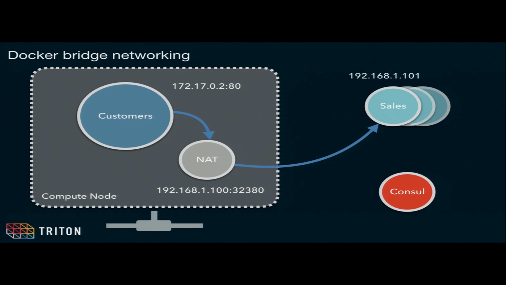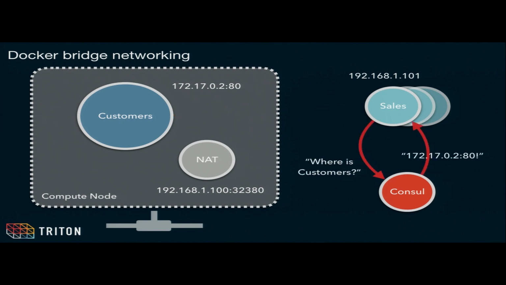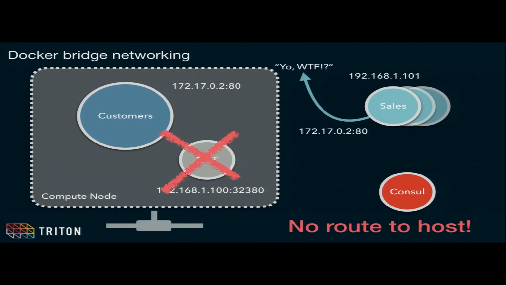But when our customer's application wants to tell sales where to find it, it's going to talk to Consul and say, hey, this is my IP address, because that's the only one it knows about. So when sales asks Consul where to find it, it's going to get 172.17.0.2, which of course there's no route to that host. That doesn't work with NAT. Unless we create a persistent connection between customers and sales that's initiated by customers, that doesn't work. And because we're probably going to be reaching sales under the same mechanism, it really doesn't work. So we can't do that.